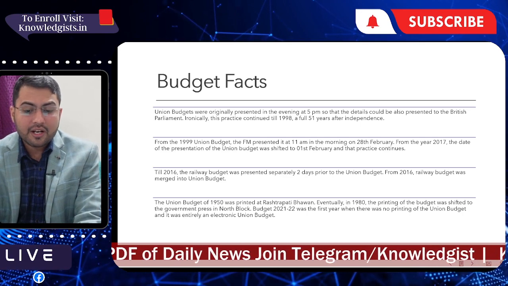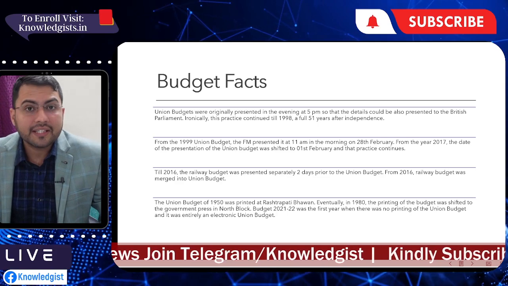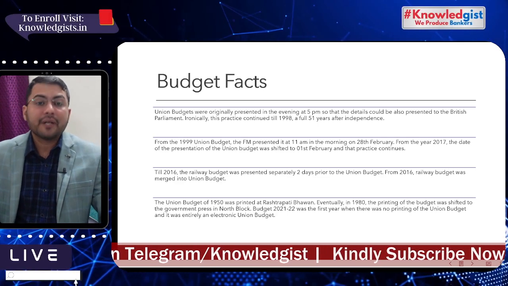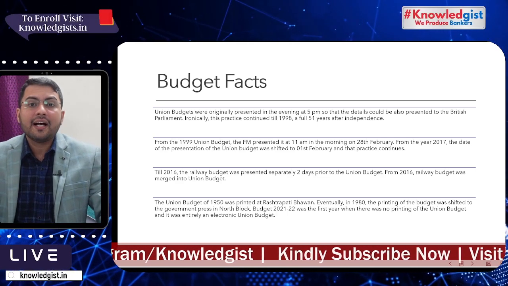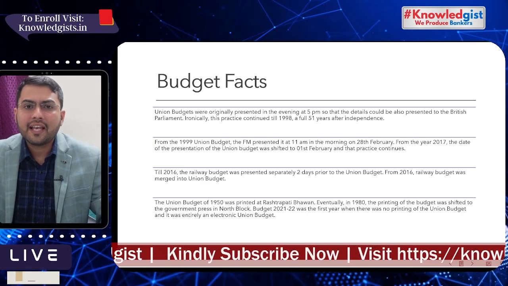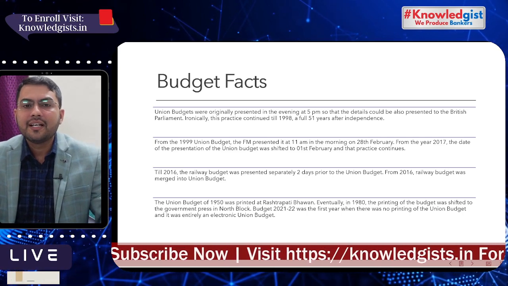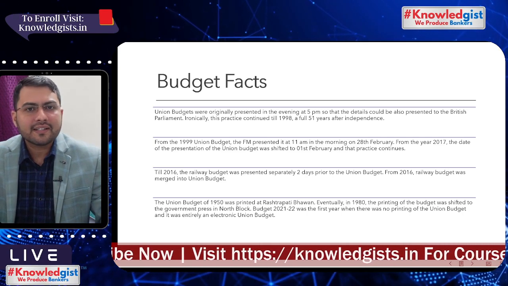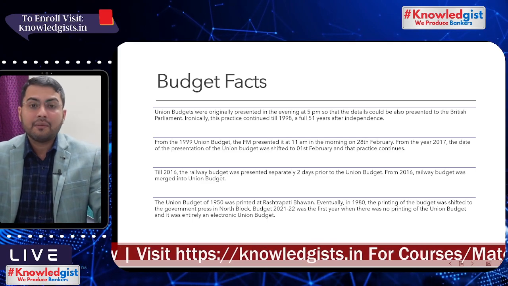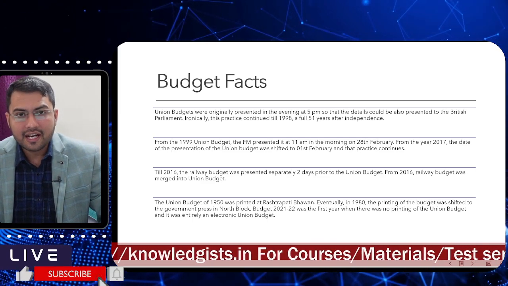Union Budgets were originally presented in the evening at 5 p.m. just to satisfy the British government, because when it is 5 p.m. in India, then it is 11:30 a.m. in London. Because GMT, Greenwich Mean Time, is 5 and a half hours behind ours.